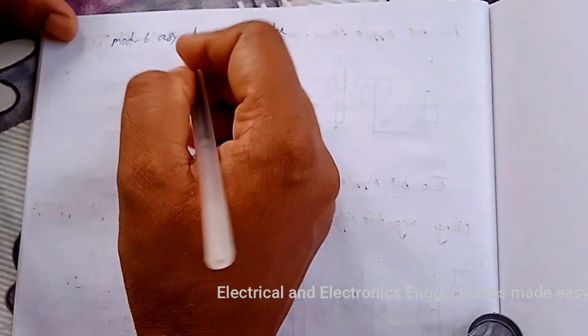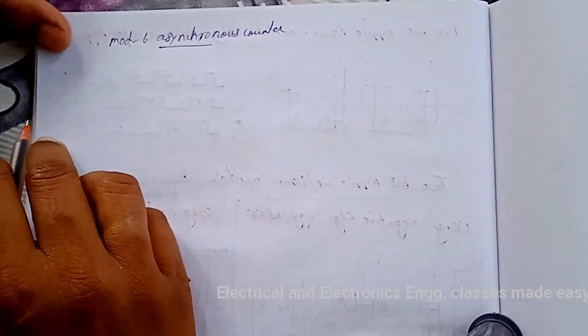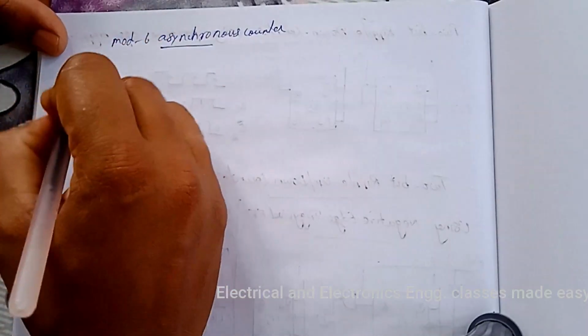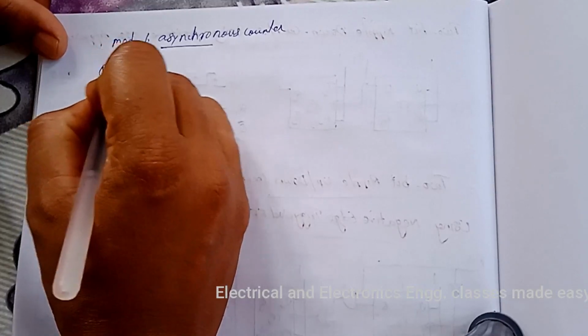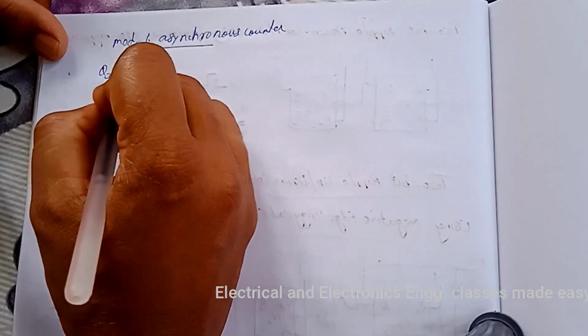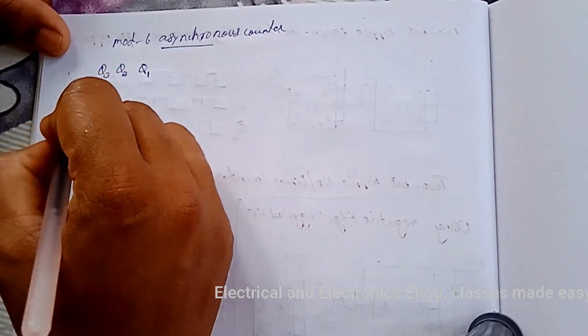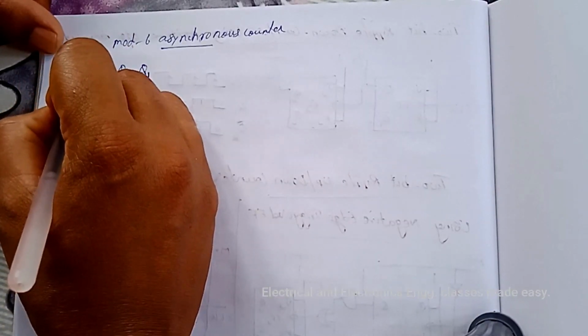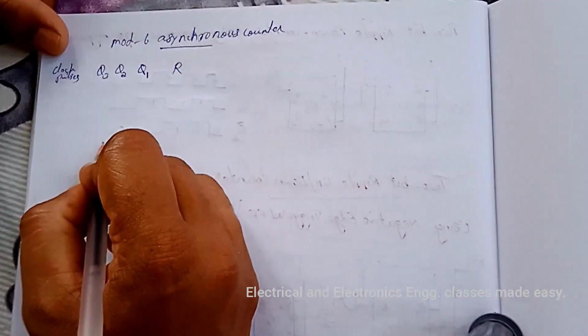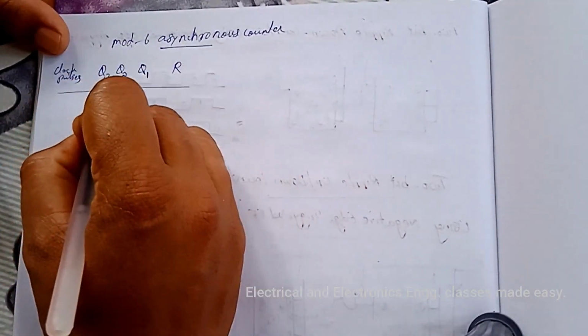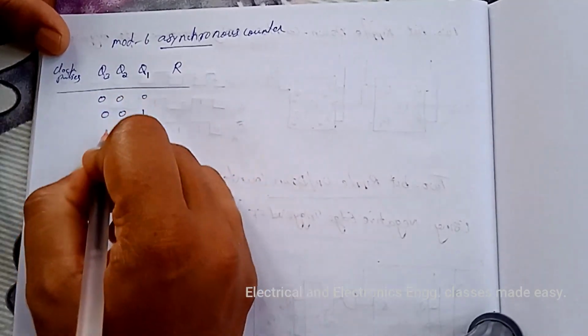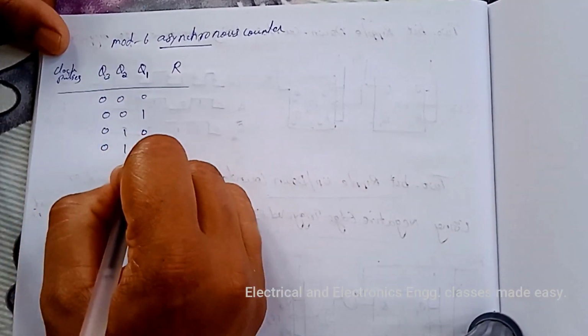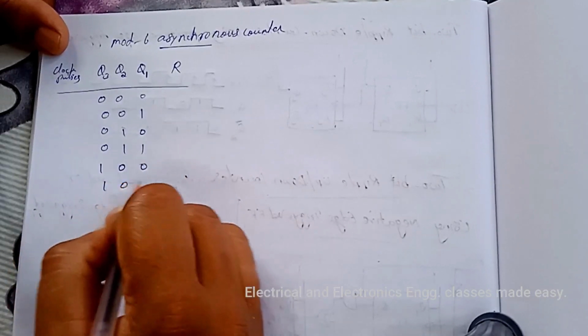first of all we have to write the counting sequence, that is, write the truth table. So for writing the truth table, let Q3, Q2 and Q1 be the 3 outputs of the 3 flip-flops. Then the clock pulses, then the value for R: 000, 001, 010, 011, 100, 101.